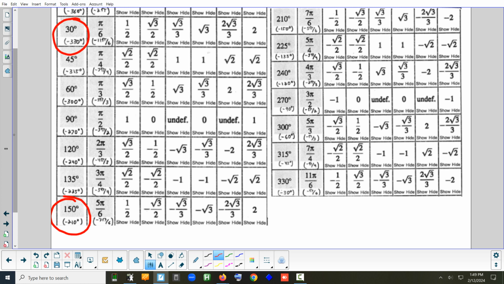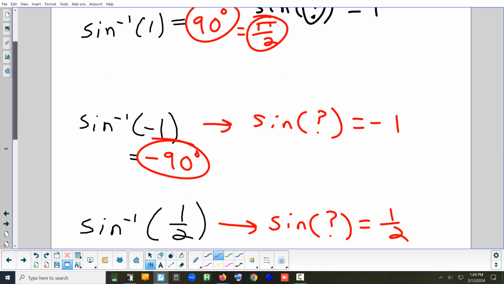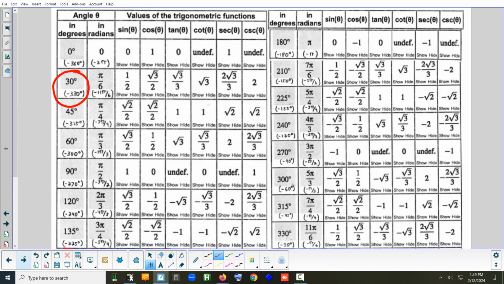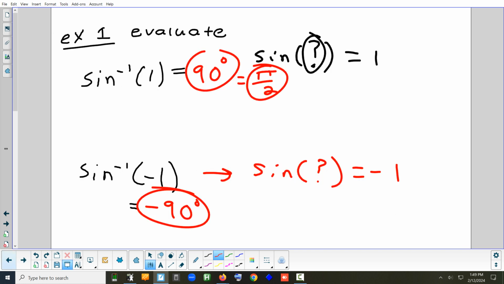Technically they are all correct. But we're deciding on one answer. What's the one answer we would pick out of those 4? 30, because it's between what? Negative 90 and 90. Yep. So we're going to go with the 30. Or, if they wanted radians, what is 30 degrees in radians? Pi over 6. Perfect.